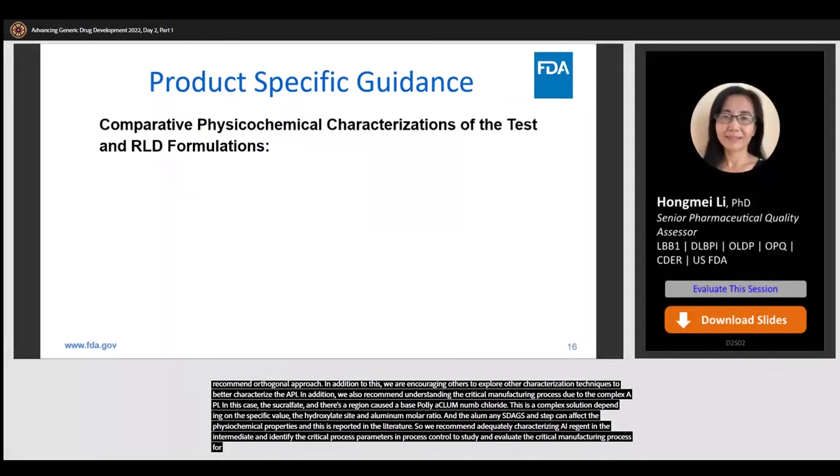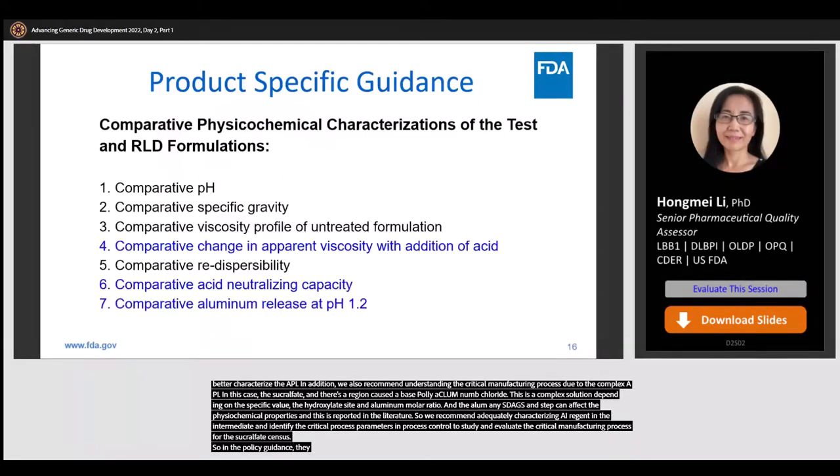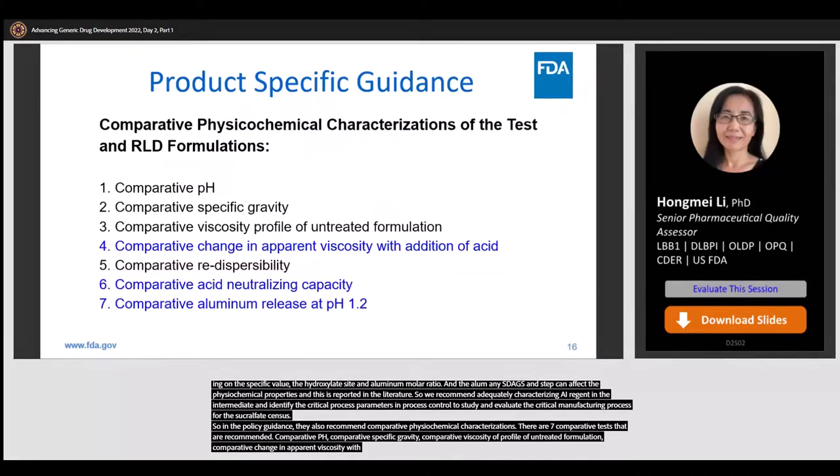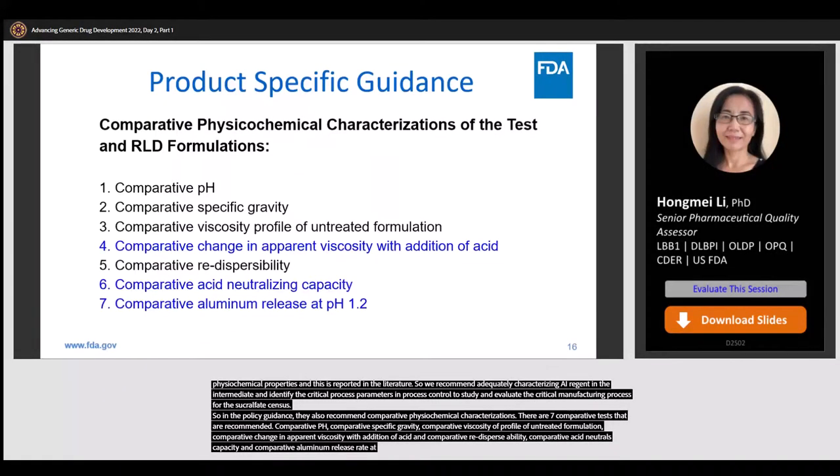So in the policy guidance, they also recommend comparative physical characterization of the test and RLD formulation. There are 7 comparative characterization tests recommended: comparative pH, comparative specific gravity, comparative viscosity profile of untreated formulation, comparative change in apparent viscosity with addition of acid, comparative redispersibility, comparative acid neutralizing capacity, and comparative aluminum release rate at pH 1.2. Of these, tests 4, 6, 7 are all related to the drug release in local action.